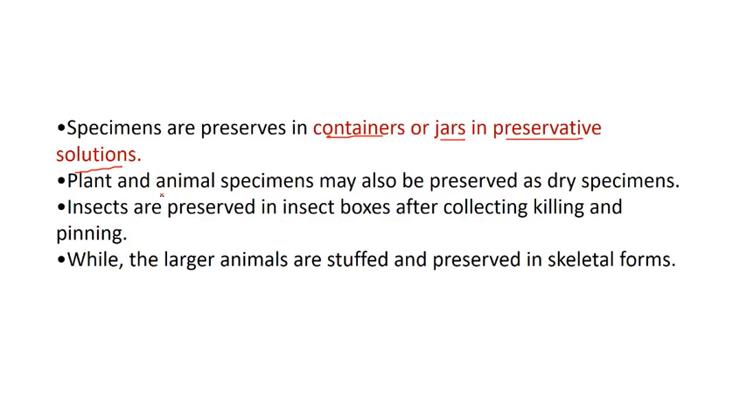Plant and animal specimens may also be preserved as dry specimens. Insects are first killed, then they are pinned and then preserved, while larger animals are either stuffed or preserved in skeletal forms. Okay, so animals are either stuffed or they are preserved in skeletal forms.